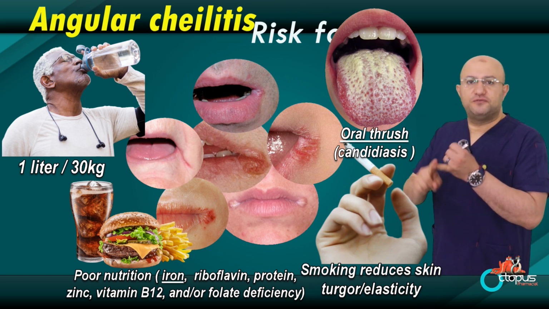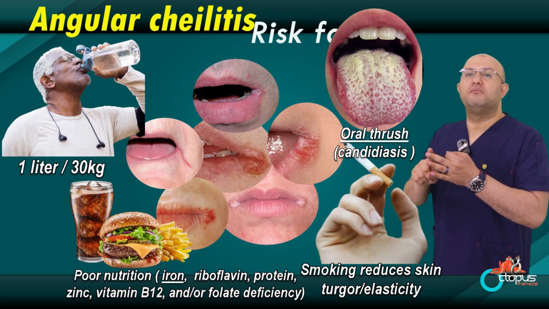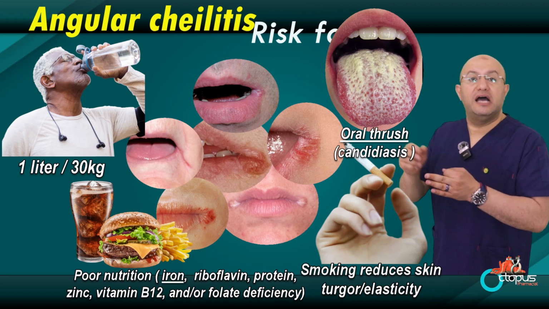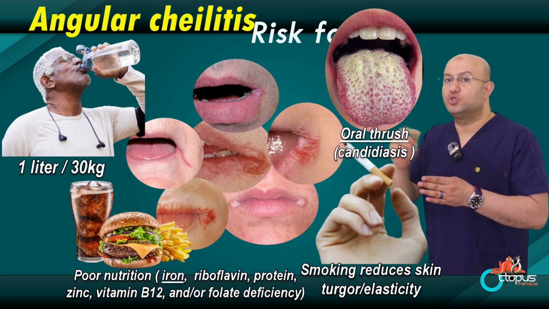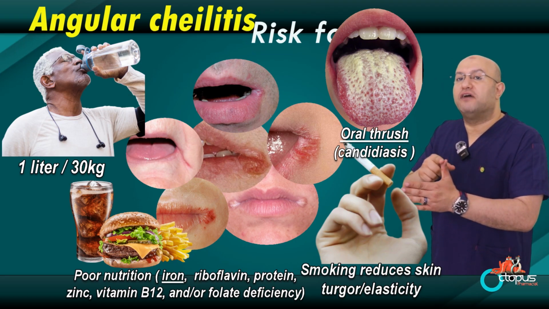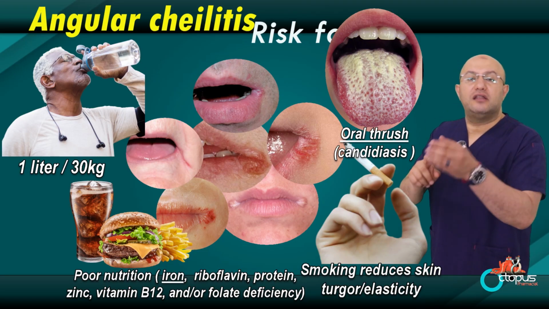4. Candida infection, yeast overgrowth. Candida is a fungus that normally lives in the mouth in very small amounts. It's usually harmless. But when the immune system becomes weak, this fungus can multiply excessively and start attacking the corners of the mouth. This leads to the typical cracks, redness, and pain seen in angular cheilitis.